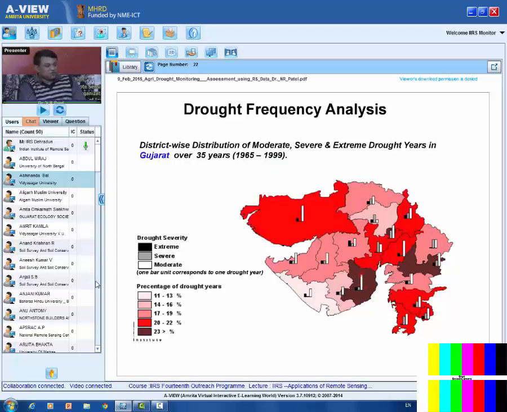This is the highest frequency of drought occurrence in Gujarat, in Bhavnagar, and also the district of Baroda.